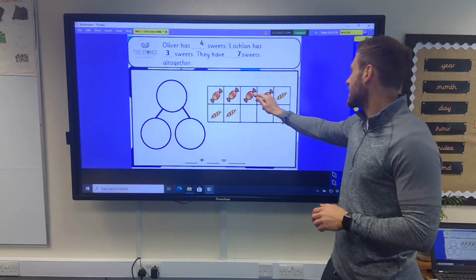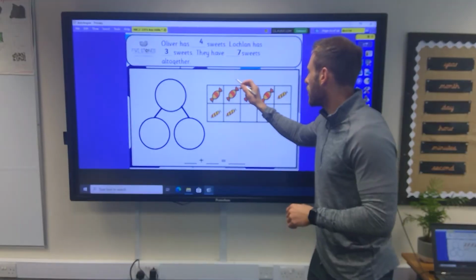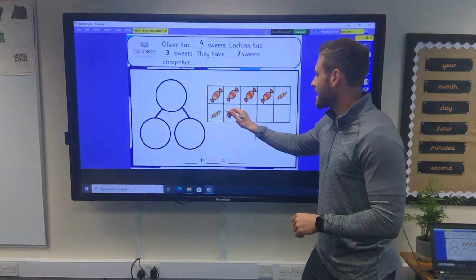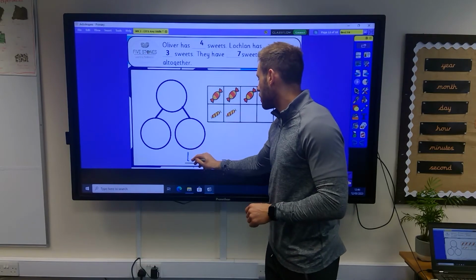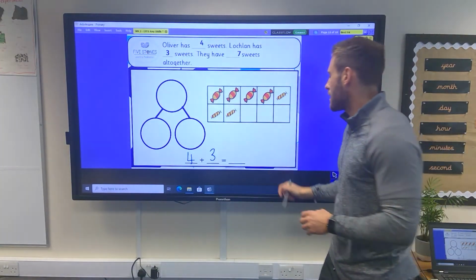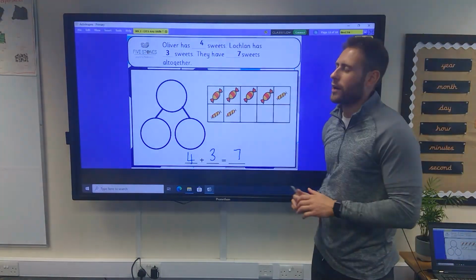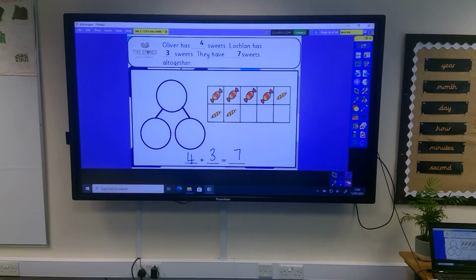So we know that this is 5. Should we double check? 1, 2, 3, 4, 5, 6, 7. So Oliver had 4 sweets, Lachlan had 3. 4 and 3 together is the same as 7, as we can see on our tens frame. So well done if you managed to spot that.